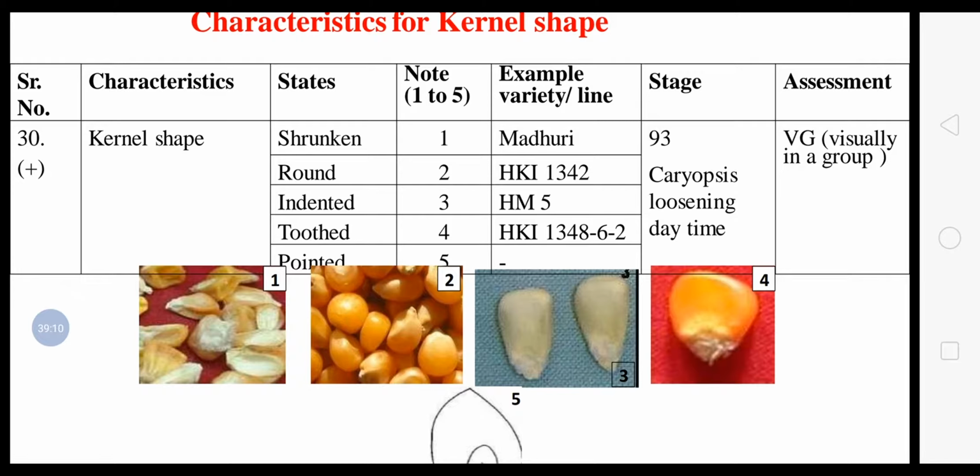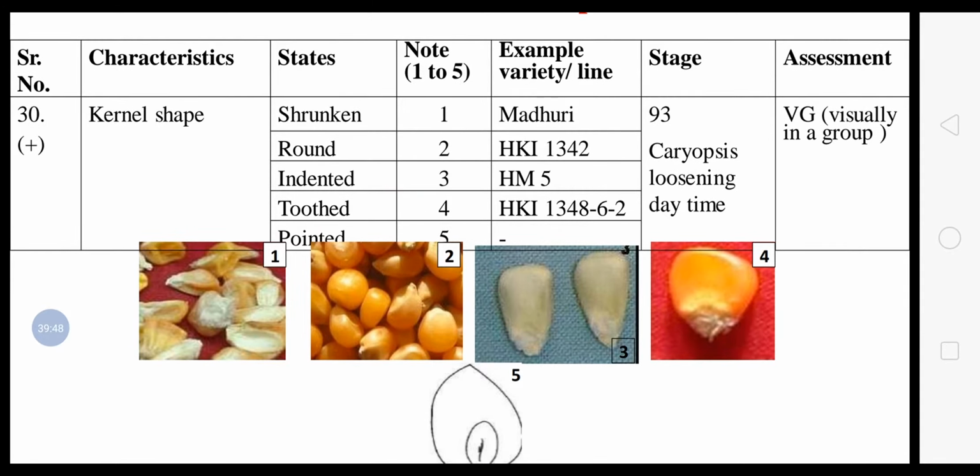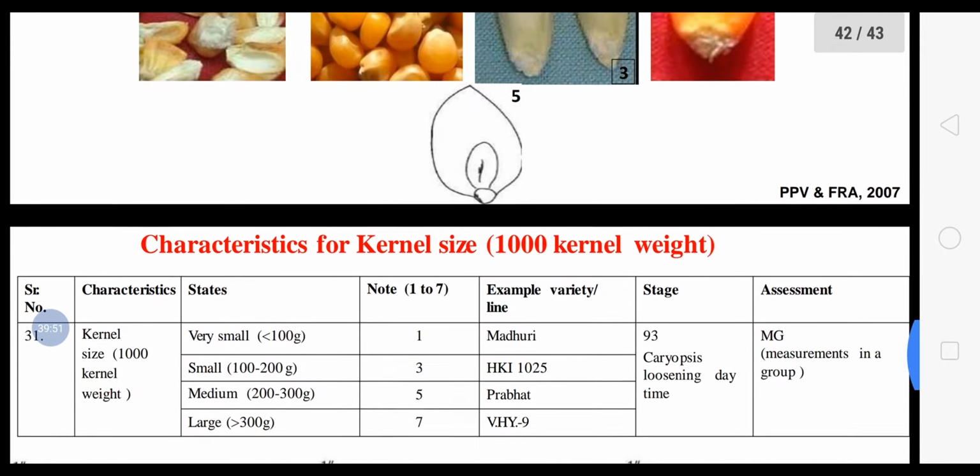Second is round. Many of the field corns of flint kind are round ones. Example is HKI 1342. Indented means little toothed type, example is HM5 and this is scored as 3. Toothed is fourth type, HKI 1348-6-2, and pointed is scored as 5, and pointed means the edges are quite sharp. In this fifth picture you can see the edges are like thorn. Here stage is caryopsis loosening daytime stage, and visually in groups the characteristic is studied.